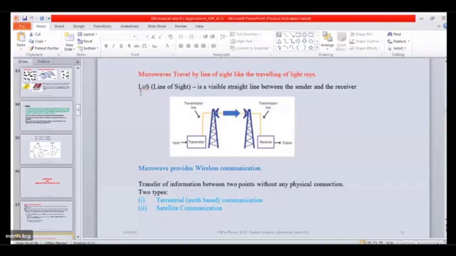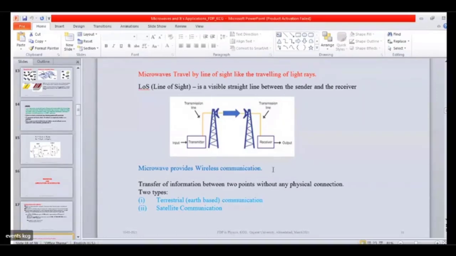And what is the meaning of this line of sight communication? LOS, in short we call it LOS. Line of sight is a visible straight line between the sender and the receiver, right? It is a visible straight line between the sender and the receiver.